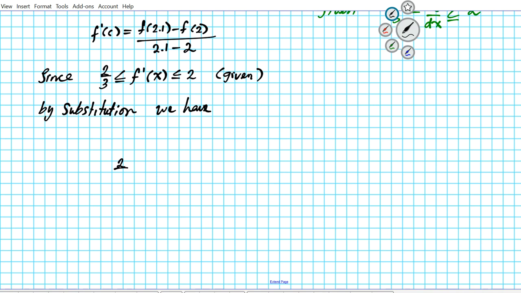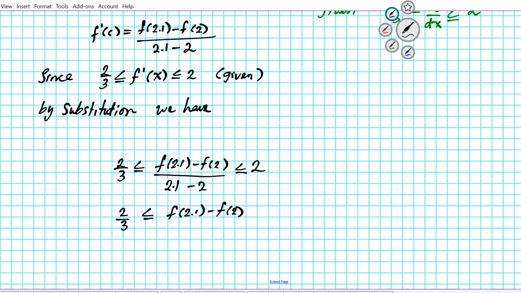We have 2/3 less than or equal to, instead of f prime, the symmetric difference quotient, f of 2.1 minus f of 2 divided by 2.1 minus 2, and that's less than or equal to 2 by substitution. Let's simplify this a little bit. So we have 2/3 is less than or equal to f of 2.1 minus f of 2 over 2.1 minus 2, which is 0.1, less than or equal to 2.